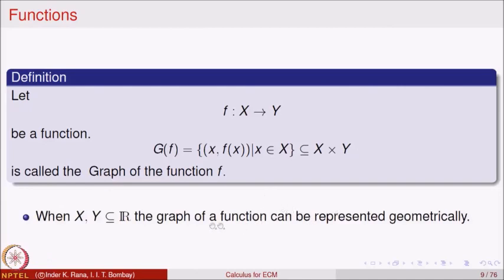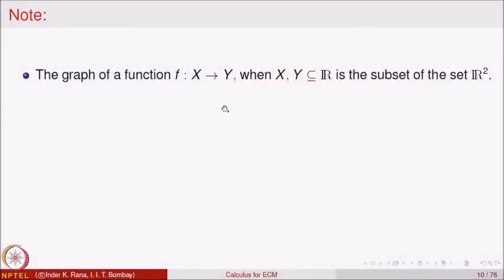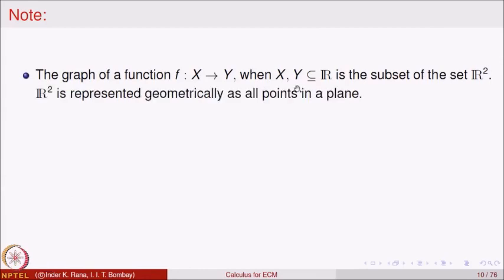What we want to do is represent this set, a subset of x cross y, geometrically, and this is done as follows. If x and y are both subsets of the real line, then it gets a very good geometric representation. What we do is take x equal to y equal to R. So, the graph is going to be a subset of R 2. We will represent R 2 geometrically as points in the plane.